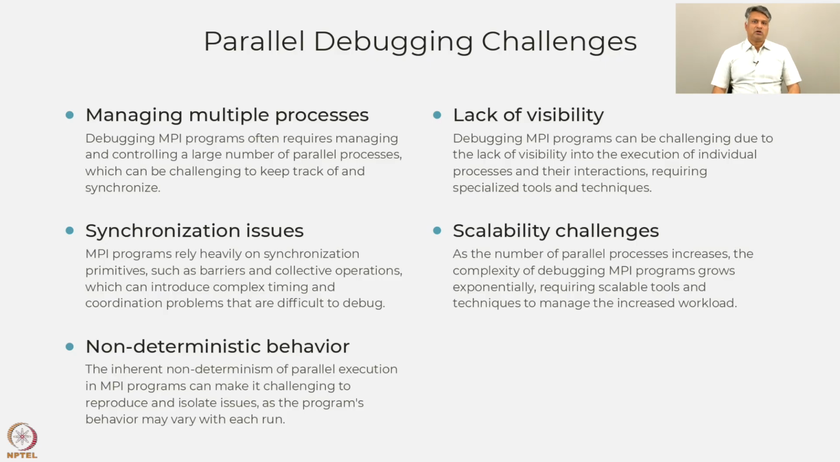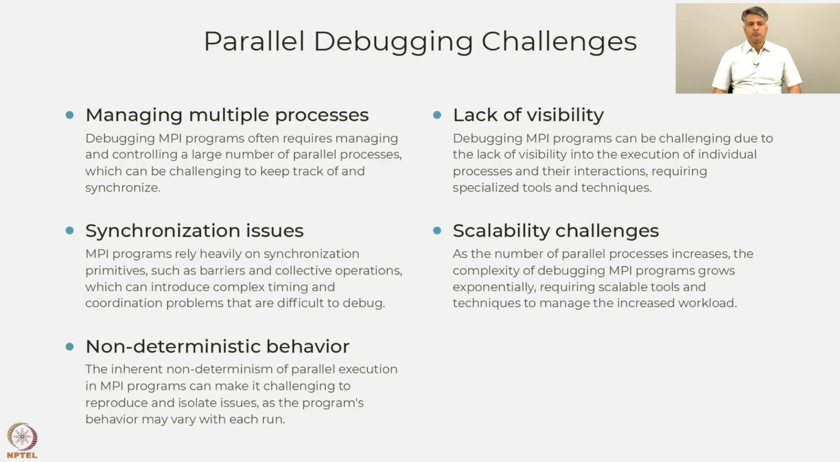So let us first look in depth at what the parallel debugging challenges are. Firstly, there are multiple processes, and managing these multiple processes can become quite cumbersome. Debugging MPI programs often requires managing and controlling a large number of parallel processes. We had talked about how MPI processes can scale even up to thousands, if not 100,000s of course. So keeping track of all this and trying to synchronize them can become a challenge.